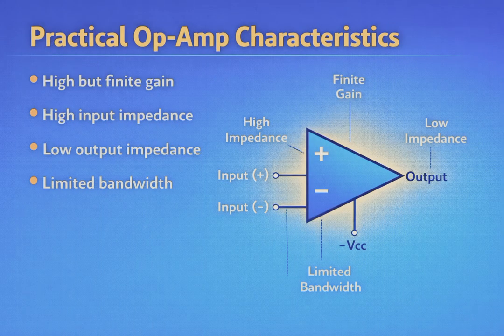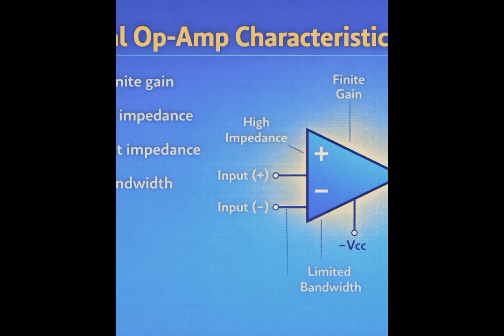Practical OPAMP characteristics. Now let us look at the practical OPAMP. In real OPAMPs, gain is very high but not infinite. Input impedance is high. Output impedance is low. Bandwidth is limited. So practical OPAMPs have some limitations compared to ideal ones.